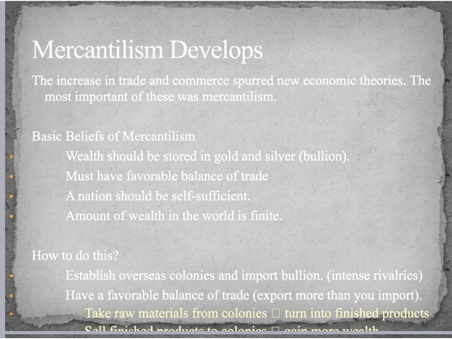And so this led countries to establish overseas colonies and import gold and silver from other places. And it led to very, very intense rivalries between these countries as they competed for these resources that they believed to be finite. And to have a favorable balance of trade, to export more than you import, they did this by taking raw materials from their colonies and turning them into finished products. They also then would sell those finished products back to the colonies.